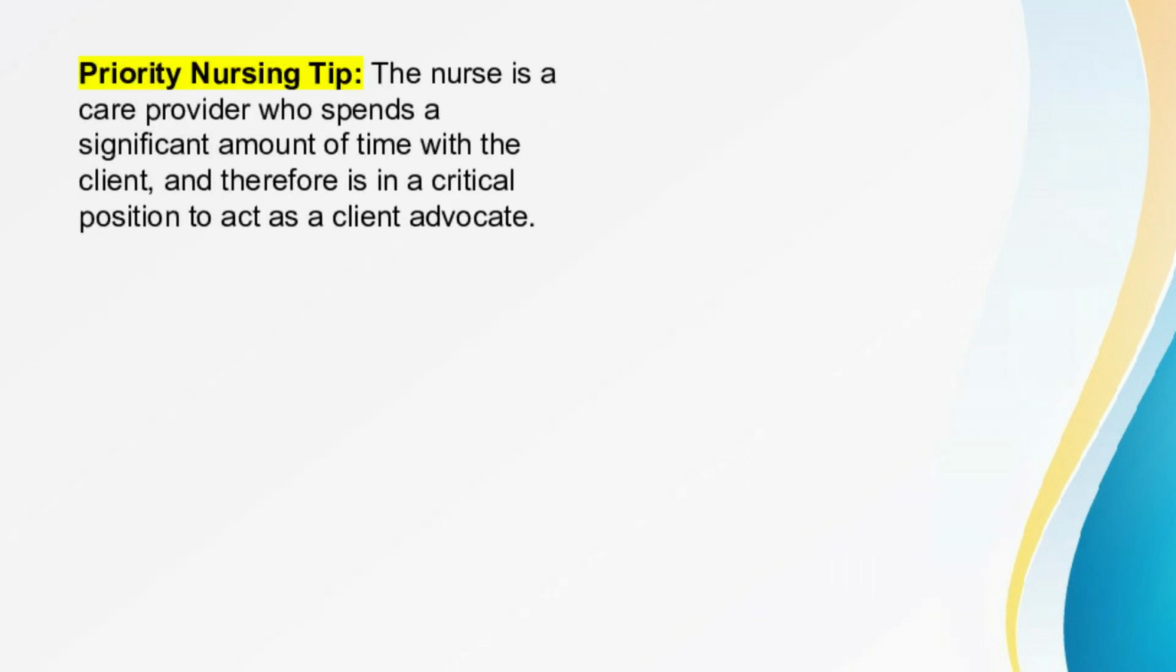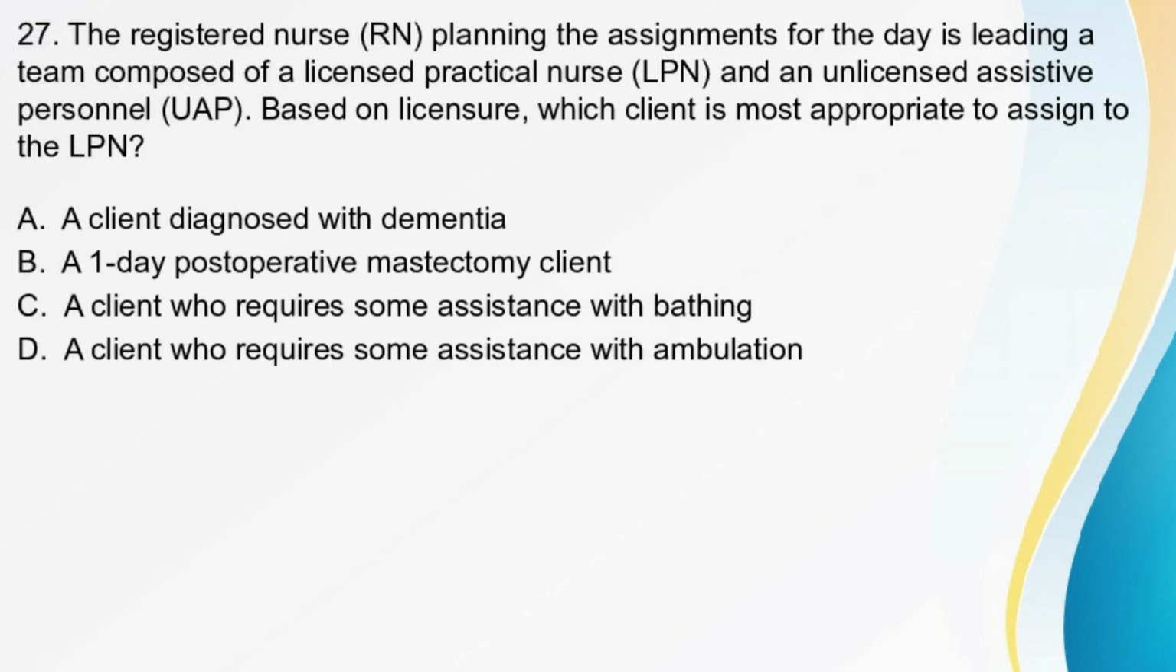Priority nursing tip: the nurse is a care provider who spends a significant amount of time with the client, and therefore is in a critical position to act as a client advocate. Question number 27. The registered nurse, RN, planning the assignments for the day is leading a team composed of a licensed practical nurse, LPN, and an unlicensed assistive personnel, UAP. Based on licensure, which client is most appropriate to assign to the LPN?